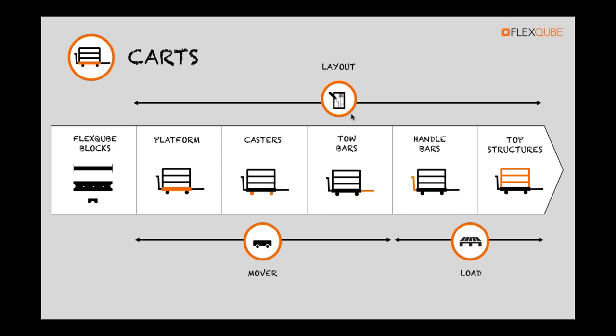And we also have the loads, and that is most of the time integrated with the last steps where we are developing the top structures. So if you have a pallet, for example, we do a top structure for that. If you have a specific kit of material, we do a top structure for that. But to conclude this, the cart is a crucial part of going forklift free, and it is affected by a lot of parameters.